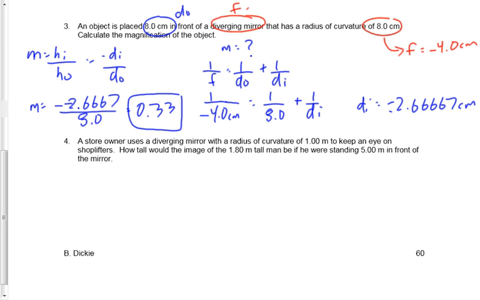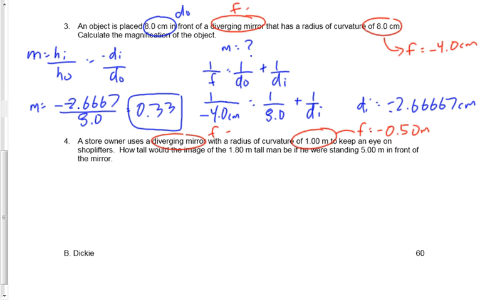Number 4, a store owner uses a diverging mirror with a radius of curvature of a meter. Diverging mirror again. Again, that makes F negative. And the radius of curvature, again, makes the focal length 0.50 meters. But we're going to make it negative because it's a diverging mirror.